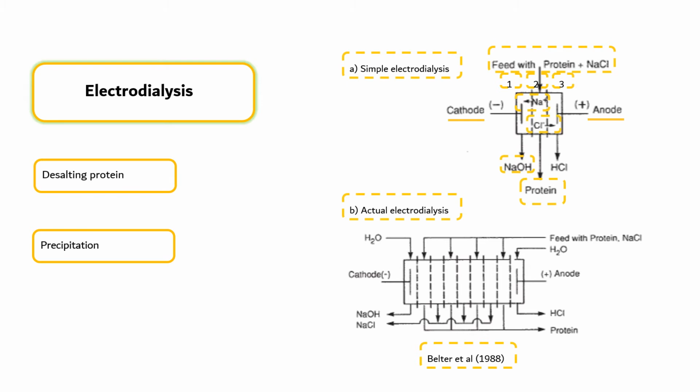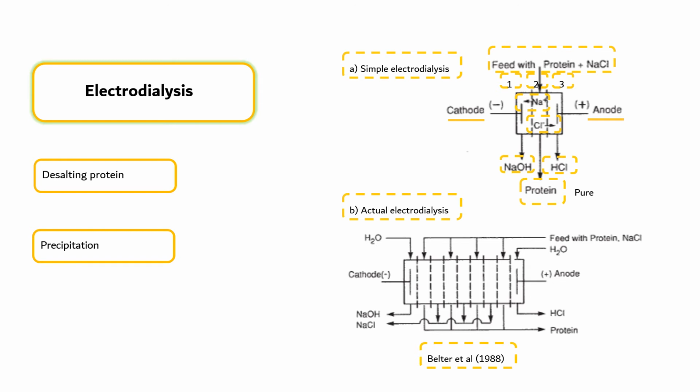Simultaneously, chloride ions are drawn through the anion exchange membrane toward the anode on the right. At this anode, the chloride reacts to produce hydrogen chloride and an electron. Thus, electrodialysis moves the salt out of the feed solution, leaving a purified protein solution.